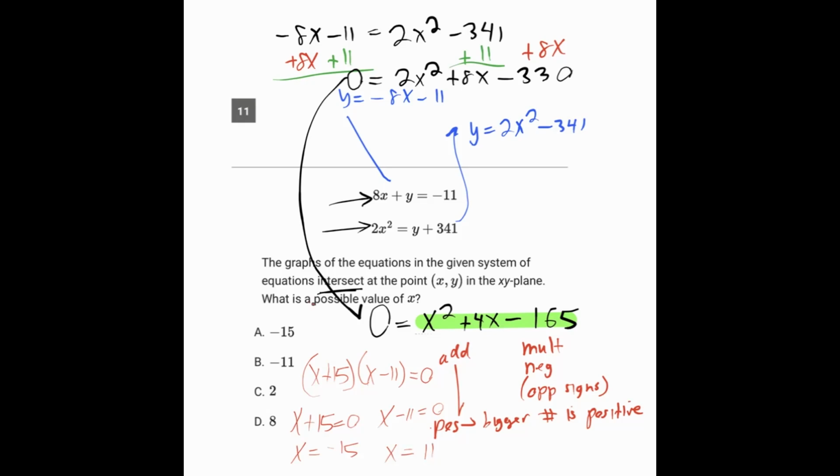So what is a possible value of x? Negative 15, or positive 11. So we couldn't have picked B because that was negative 11. So the answer here is A.